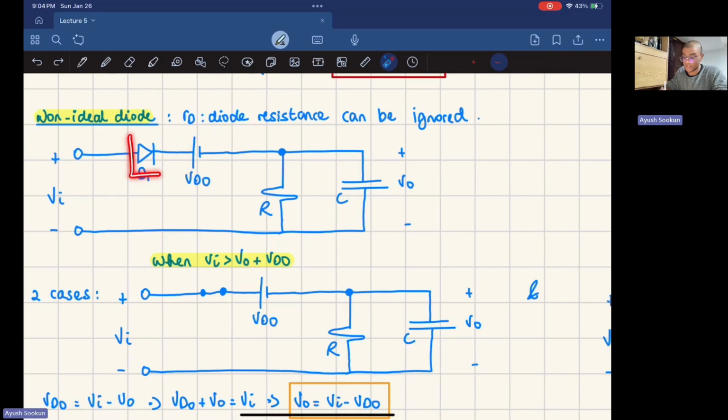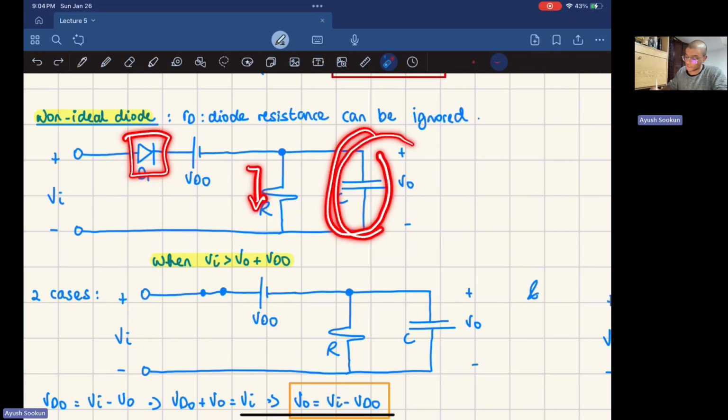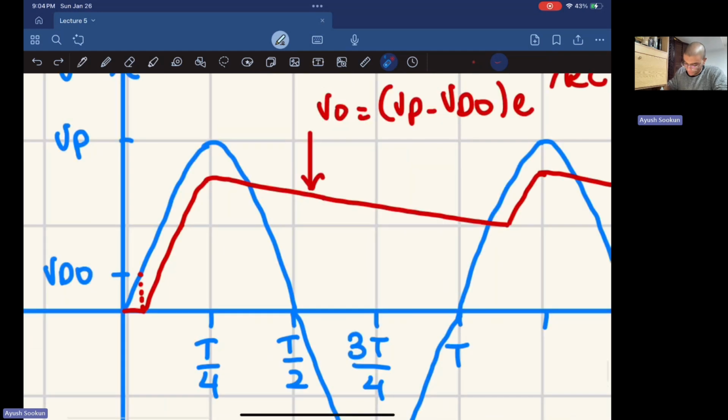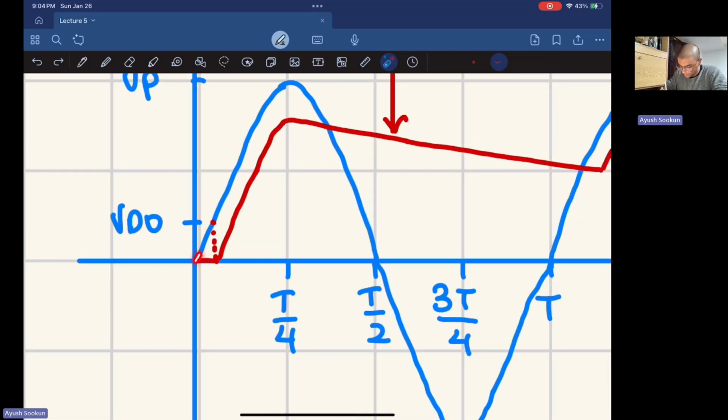This diode is not conducting yet. So no current is flowing through that resistor, and the voltage in that capacitor is not increasing. If I zoom in closer, the input is increasing. It did not hit VDO yet, so the diode did not start to conduct. If the diode didn't start to conduct, there's no current in the resistor. No current in the resistor means the voltage in the capacitor did not start to increase yet. So this is the voltage in the capacitor, the red line. It's still 0.